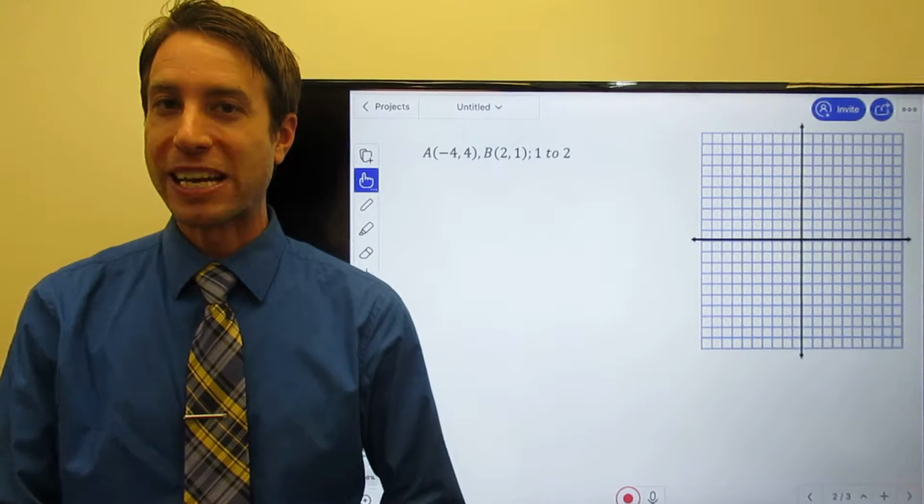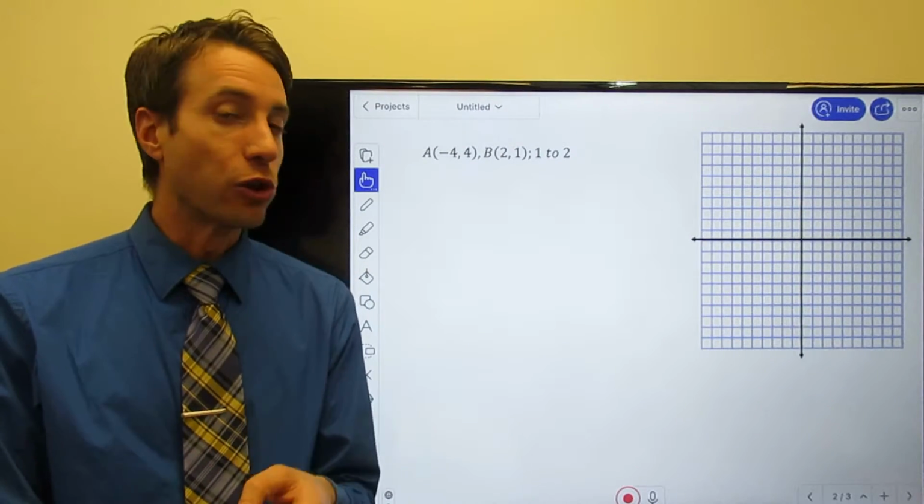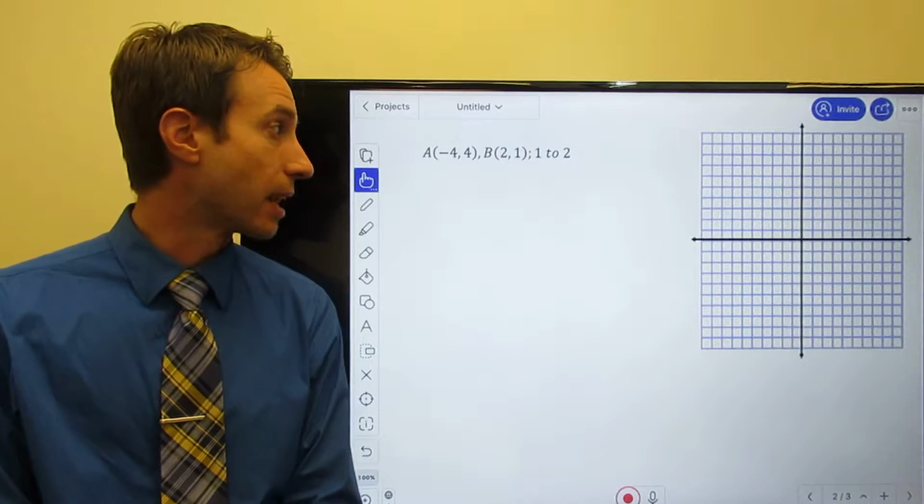Hi guys, welcome to this page of the notes, and again, here's what we're doing. We're looking at partitioning a directed line segment.